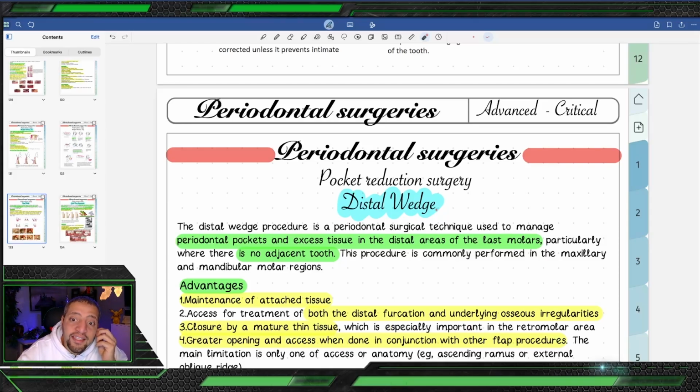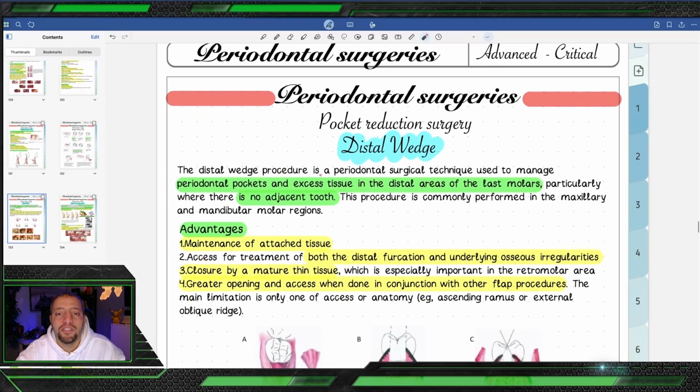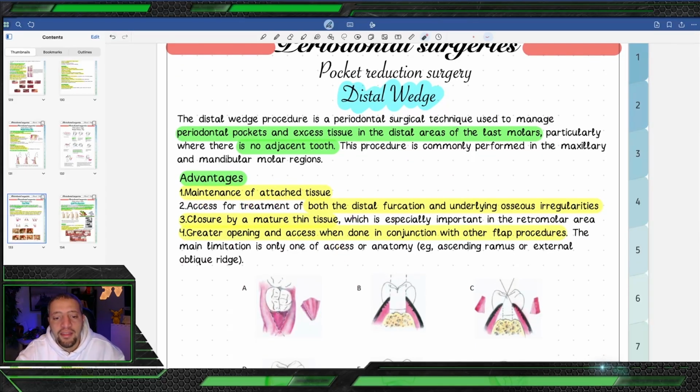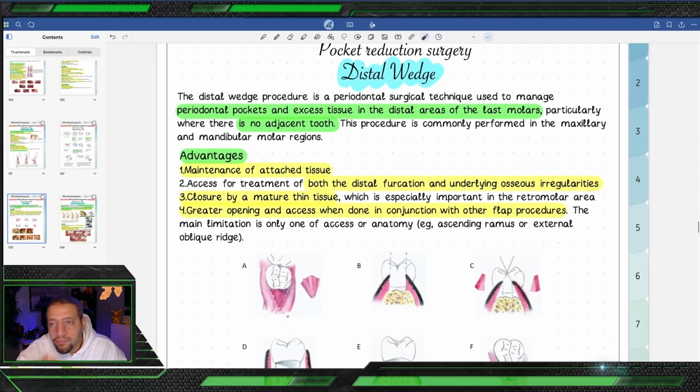Finally, we have the distal wedge. The distal wedge procedure is a periodontal surgery technique used to manage periodontal pockets for a specific tooth and access tissue in the distal area of the last molar. So it's the same, but it's going to be done in the distal area of the molar, mostly the lower molar. It can be done in the upper molar, but mostly it's done in the lower molar. So usually what's going to happen is the following.